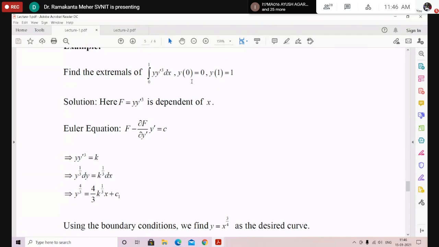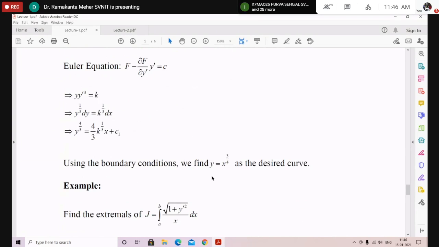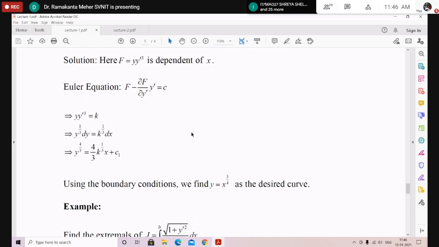So upon using y of 0 equal to 0 and y of 1 equal to 1, since there are two conditions, and in the general solution there are two constants associated, one is k, another is c1. Upon using these conditions, you can easily find the solution y equal to x to the power 3 by 4. So this is the extremal for this variational problem. And I will show you the graphical illustration, where we can see that the extremal may be either a maxima or minima.